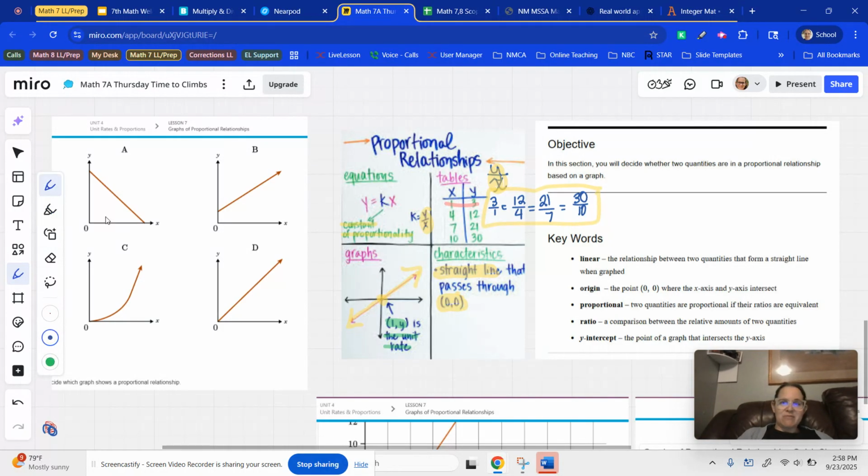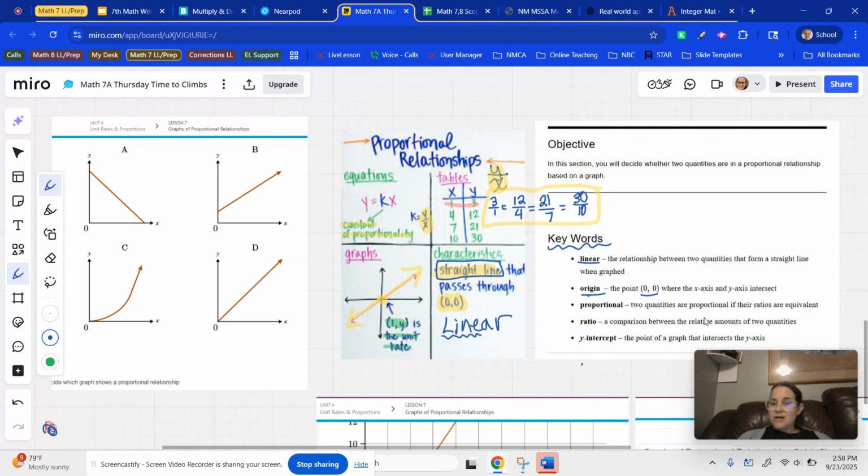Let's look at some of the problems here. Oh, so keywords first. Keywords, linear. Okay, that's this, the straight line. So characteristics of proportional relationship graphs is that they are linear. See, the word line is right there in the word linear. The origin is that point 0, 0, the owl. Okay. Where the x and y axis cross.